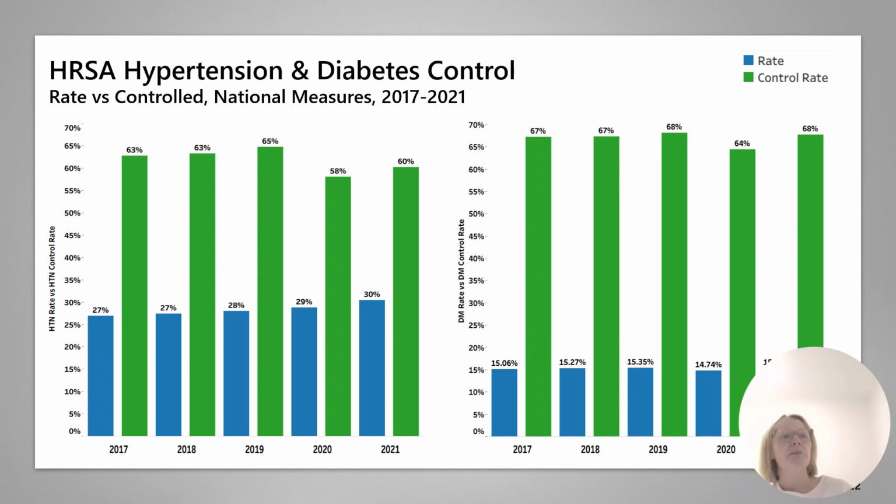We can also say from this data analysis that there is a strong relation between the control rates of hypertension and diabetes with stable prevalence during 2017 to 2019, a decrease in 2020, and then another increase in 2021.